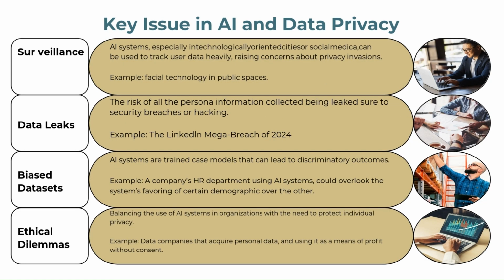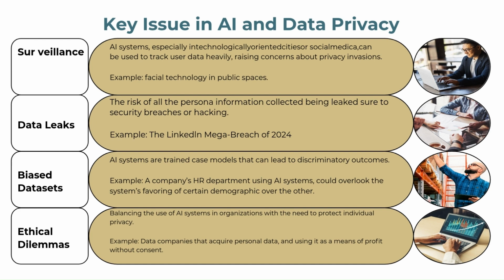Moving on to key issues in AI and data privacy. With everything good comes bad. Likewise, these systems have surveillance issues. They are integrated into all parts of our lives and hence are very data heavy, and user data heavy, raising concerns about privacy invasions. For example, facial recognition technology in public spaces. How many faces are these scanning on a day-to-day basis, and what are the privacy issues regarding that?